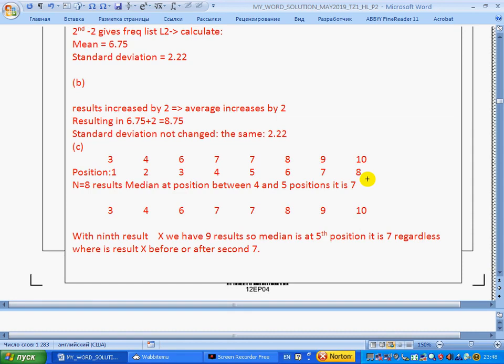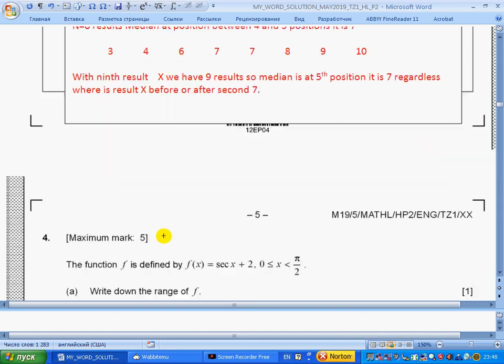So we have 8 results, and the median is between the 4th and 5th position. It is 7. If we put some result in the middle, before 7 or after 7, it doesn't matter. If we put it before 7, the median will be the 5th result, so it will be this 7. If after, it will be that 7. Doesn't matter, it still will be 7 because two 7s are in the middle.